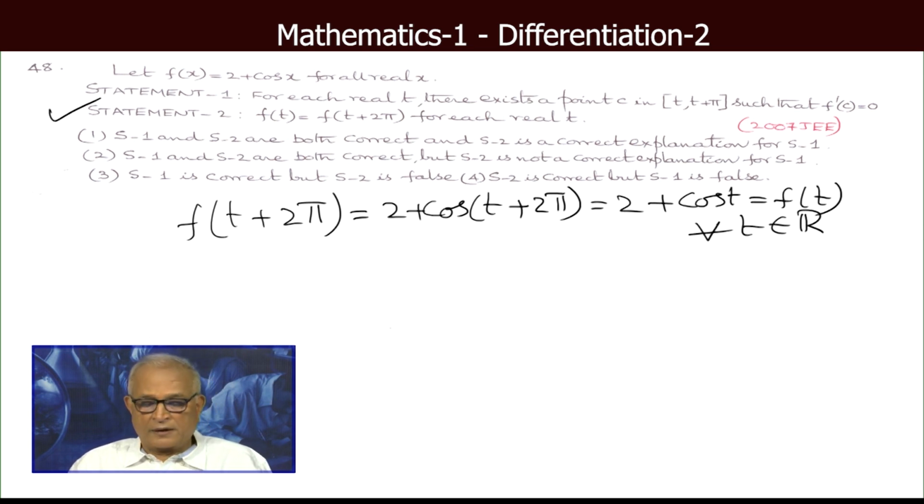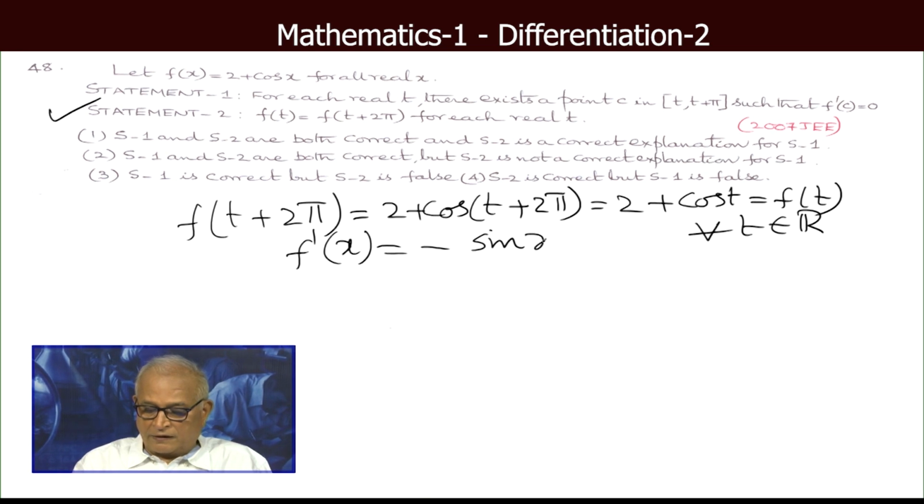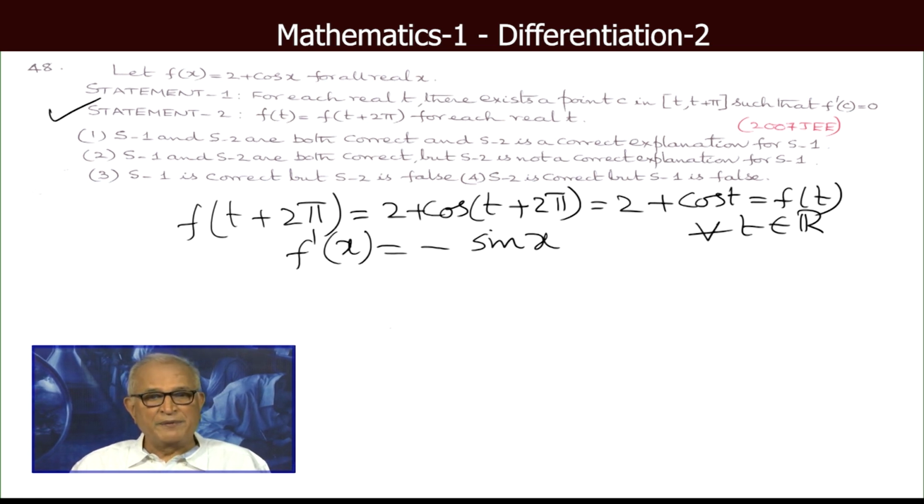First statement, you have to show what f dash c is. f dash x is minus sin x. You have to show that there is a point c in the closed interval t comma t plus pi such that f dash c equal to 0. That means you have to find a point c in t to t plus pi where the derivative of f is 0. We have to say that there is a point where f dash is 0.